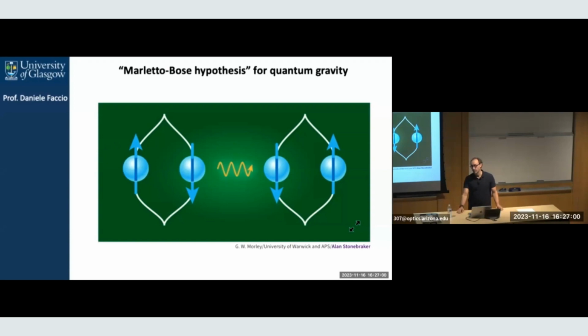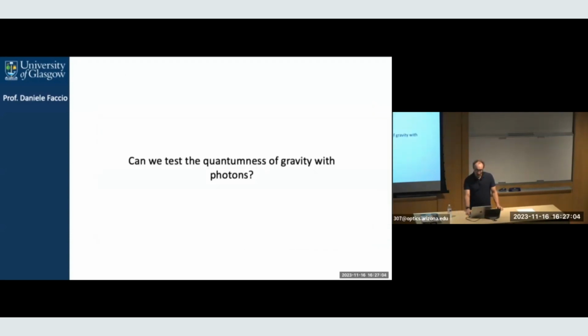So the trade-offs. Okay. So what we asked ourselves, in that proposal, there's no talk of photons, but can we test the quantumness of gravity with photons? I think that's extremely unlikely, using this approach at least, because of the very weak interaction of gravity with photons. But you can try to do something similar and ask the question, can we test the quantum nature of space-time with photons?